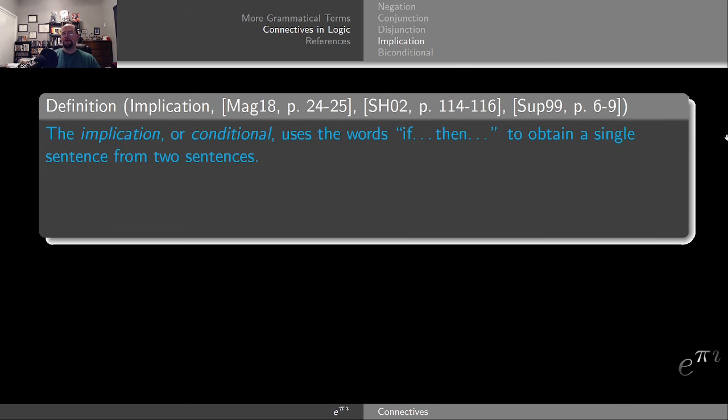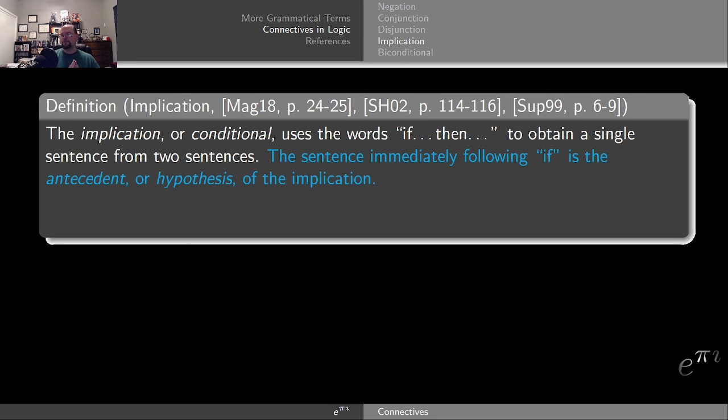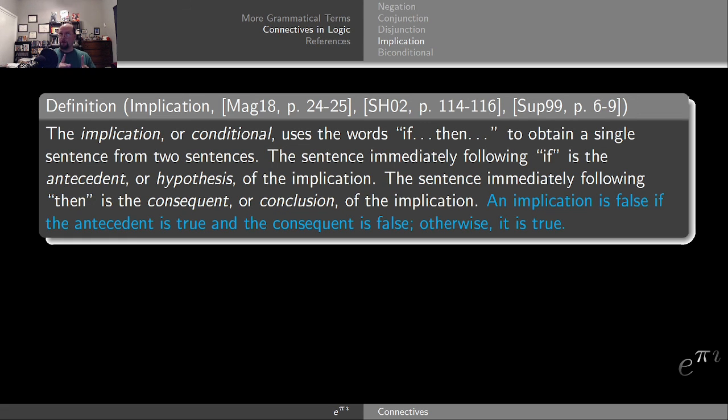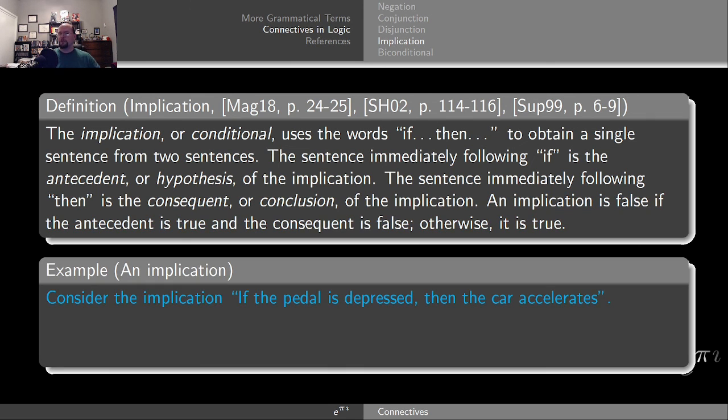The next connective is the implication or the conditional. The implication uses the words if, then to obtain a single sentence from two separate sentences. So the sentence immediately following the if is the antecedent or the hypothesis of the implication. The sentence immediately following the then is the consequent or conclusion of the implication. Now, an implication is false if the antecedent is true and the consequent is false. Otherwise, the implication is true. So we've had an example of this before, and that is, if the pedal is depressed, the car accelerates.